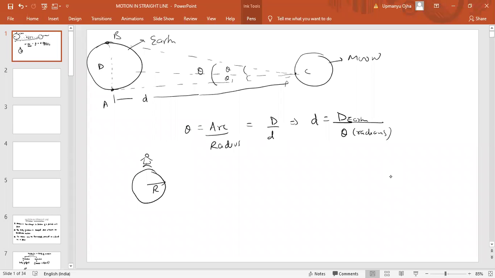Why is the radius d? If you think about this point, we are observing from point A to point C. The distance between them is d, and from point B to point C, it would also be d. So here small d is the radius, and capital D is the arc length.